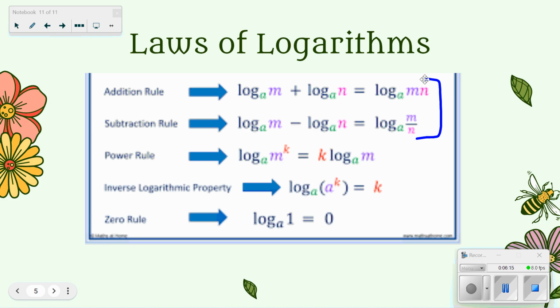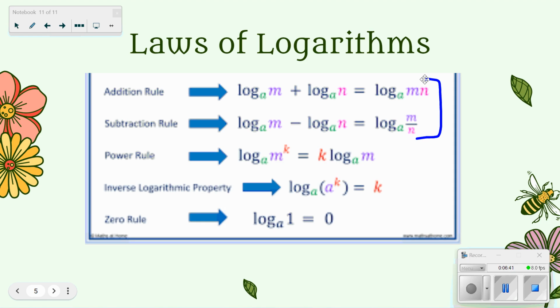So if you are ever forgetting your rules, don't freak out, don't fret. Stick to your exponent rules. Multiplication, addition, division, subtraction. Those pair together. What's your other rule with exponents? If you have a power raised to a power, what do you do with those two?